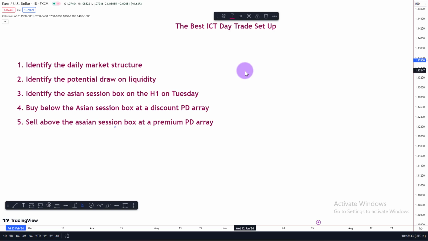So today I want to share with you the best ICT day trade setup for consistently making profit from the forex market. If you learn and apply this model appropriately, you will most likely have a trade setup every single week.